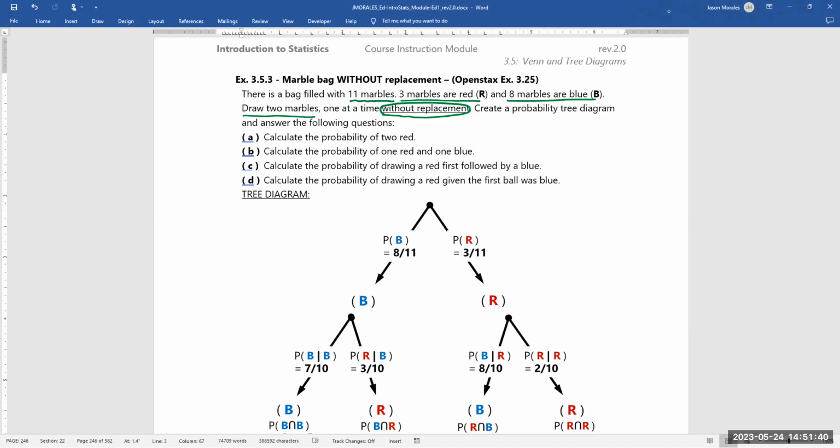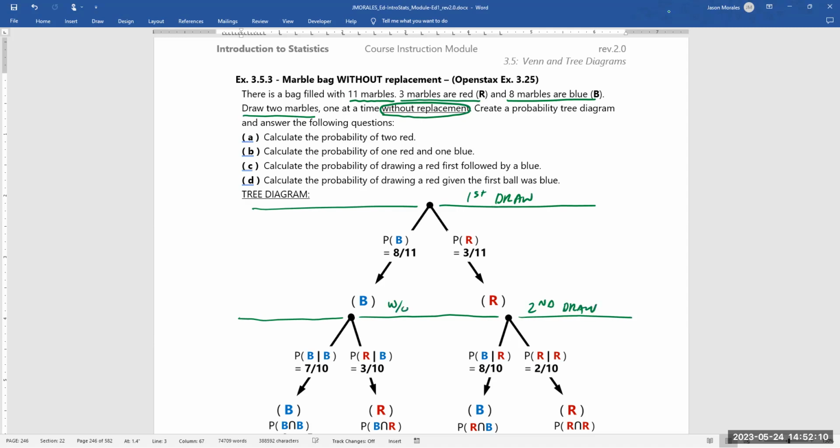We're going to hold on to it. And so we're going to use a tree diagram to see the consequences of that. So this tree diagram has already been set up in this example. So here at the very top, this is where we have our first draw. And right here in the tree diagram is where we have our second draw. And this is without replacement.